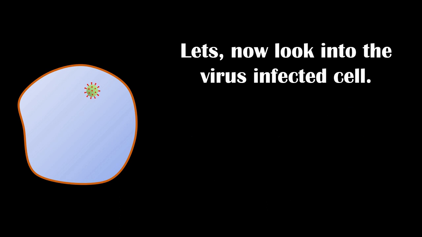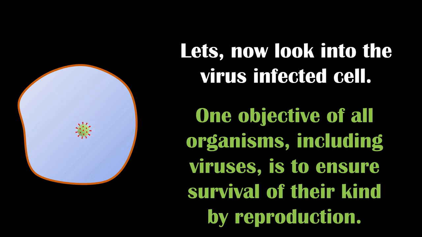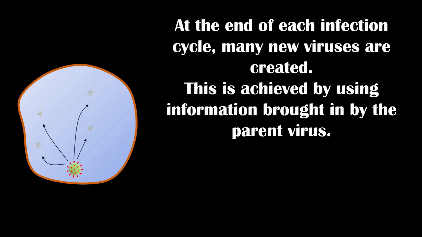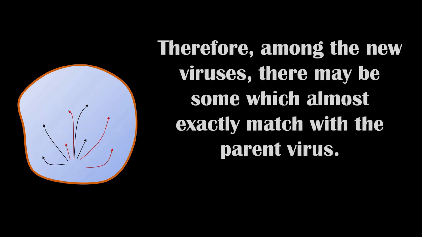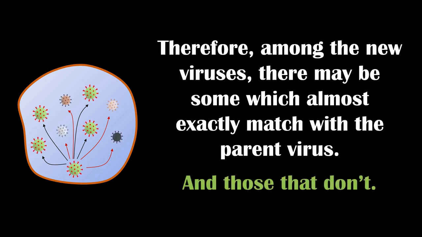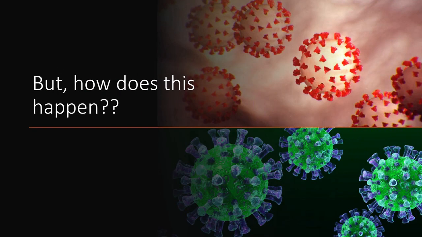One objective of all organisms, including viruses, is to ensure survival of their kind by reproduction. At the end of each infection cycle, many new viruses are created. This is achieved by using information brought in by the parent virus. But some of the new viruses may not exactly match the parent virus. Therefore, among the virus offsprings, there may be some which almost exactly match the parent virus and others that don't. But how does this happen?